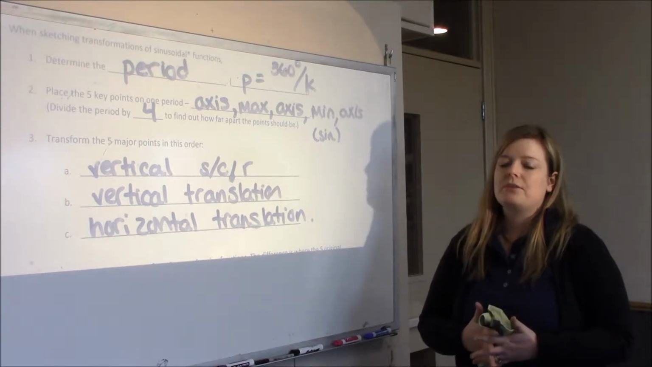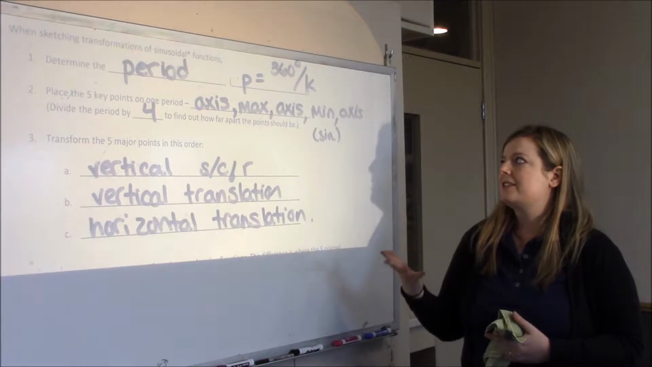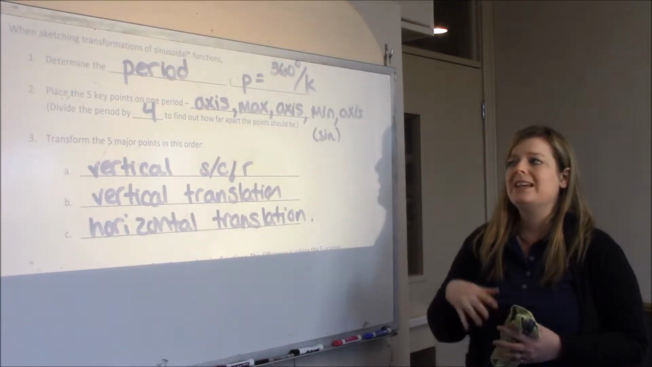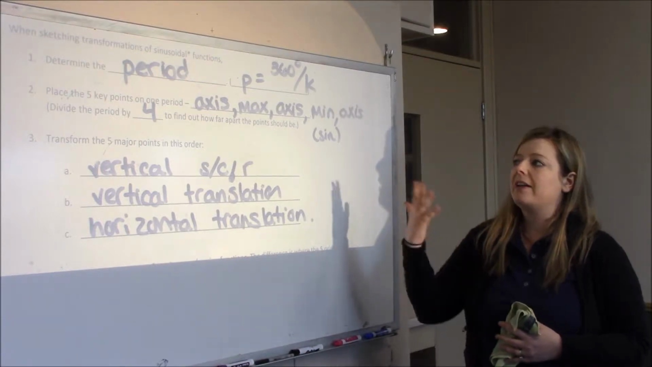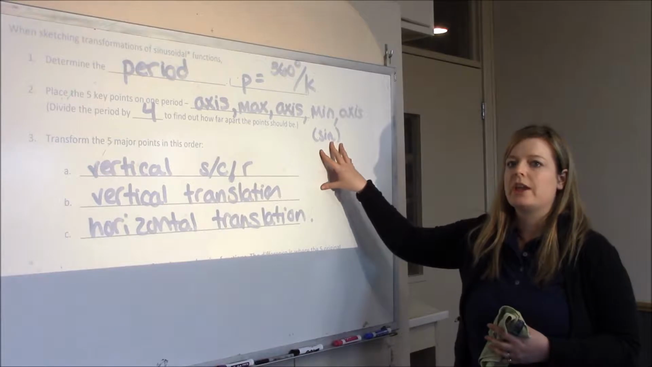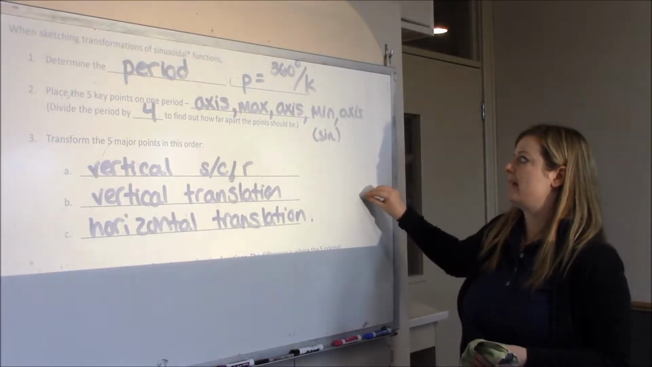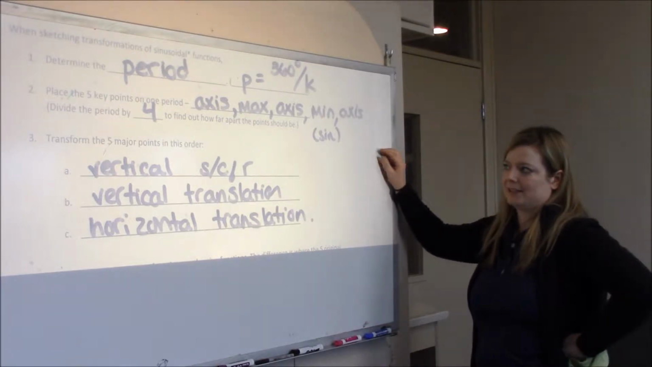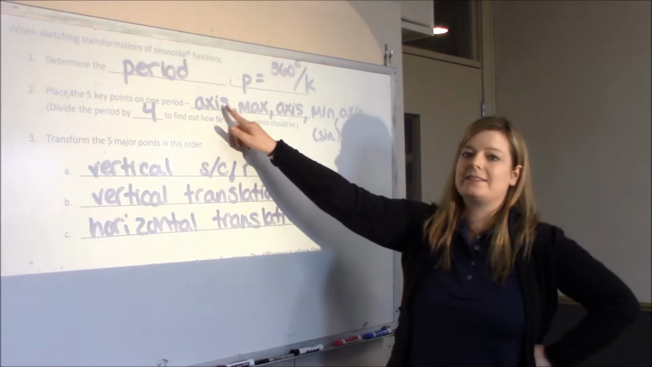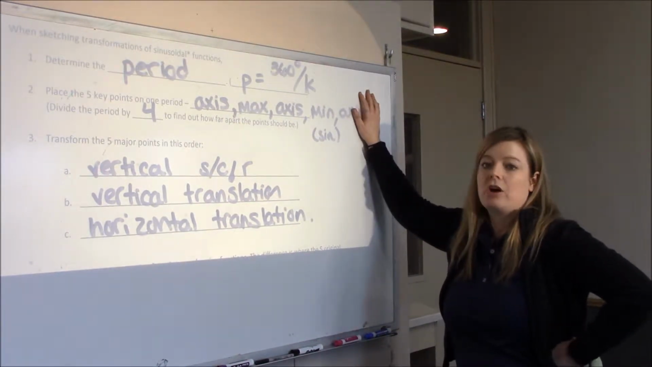The first thing you always do though is find the period, okay? The period is always 360 degrees divided by the k value that they give you. So you want to work the 5 key points around the period. Remember, if you have a sine curve, you always just start on your axis, go to your max, go back to your axis, go to your min, and then go back to your axis, okay? So the axis will start at 0 and will end however long your period is.